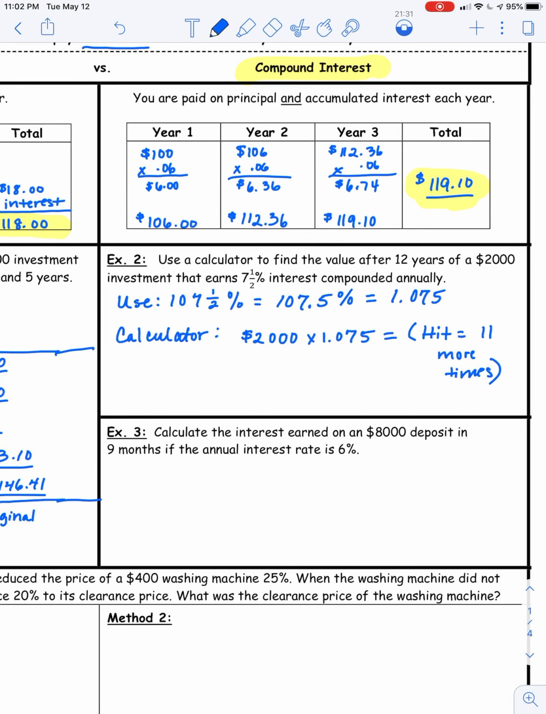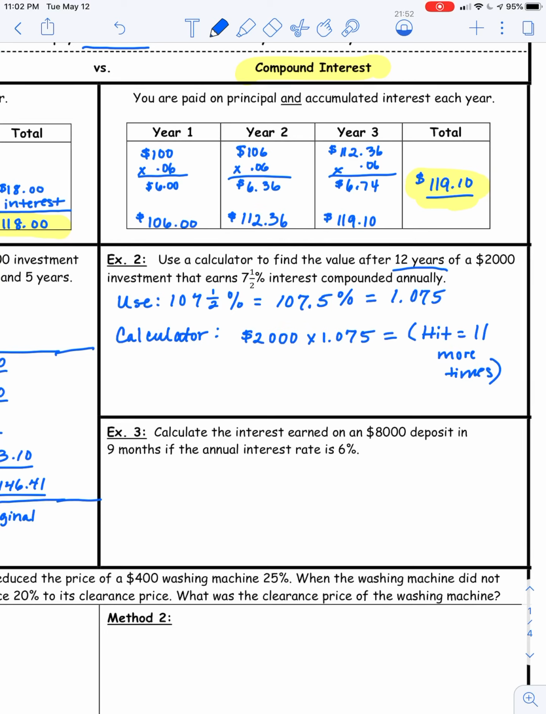Why 11 more times? Because remember there's 12 years here. And the first equal sign is for year 1. This one right here is for year 1. The next 11 is for the next 11 years. So get your calculator and let's go ahead and calculate that and see what you come up with.